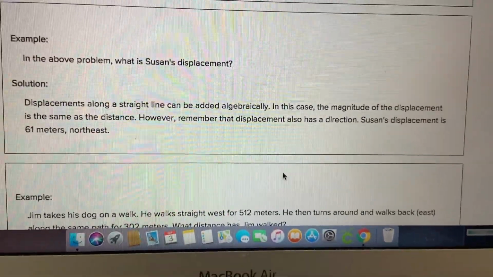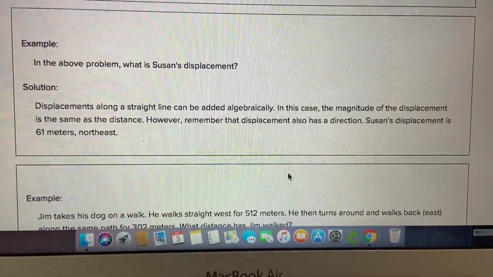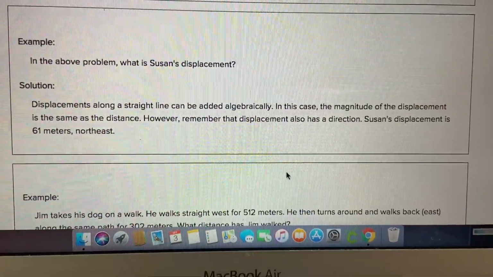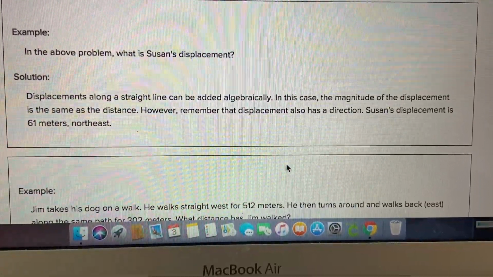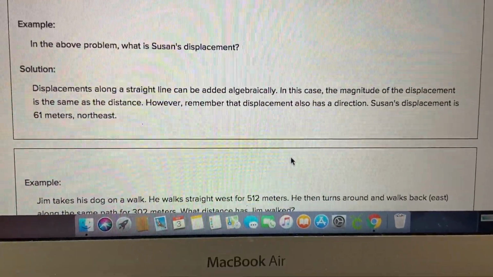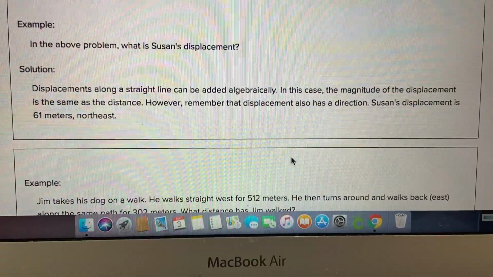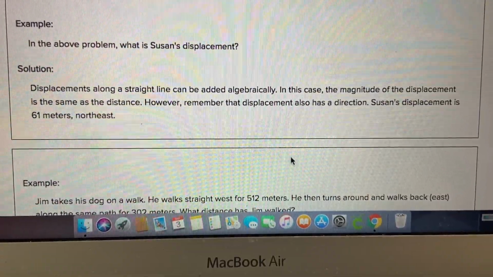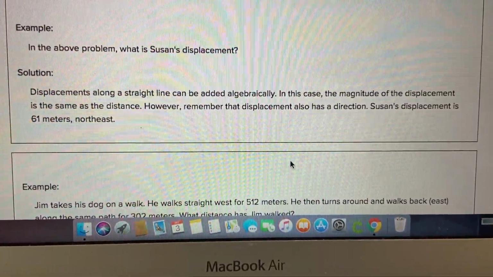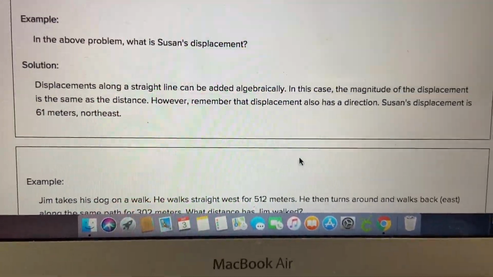But the displacement is different. Displacements along a straight line can be added algebraically. In this case, the magnitude of the displacement is the same as the distance. However, remember that displacement also has a direction. Susan's displacement is 61 meters northeast. So it's different because it adds the direction.